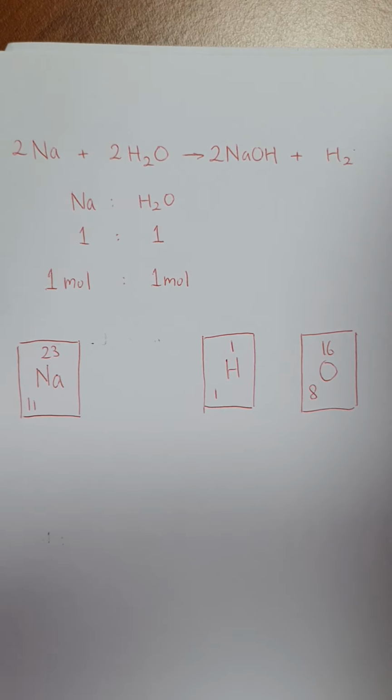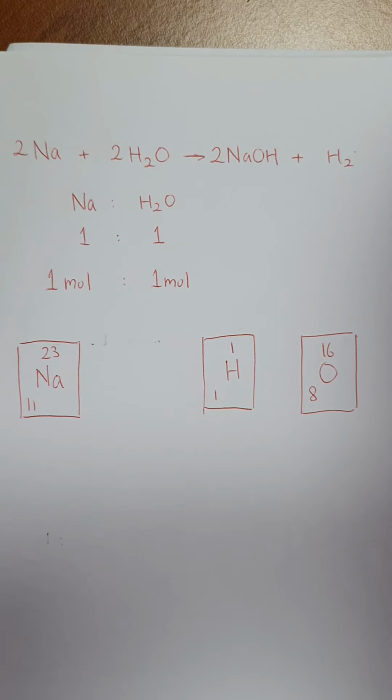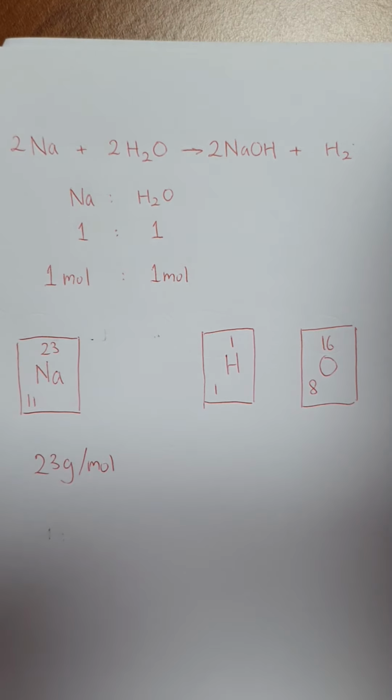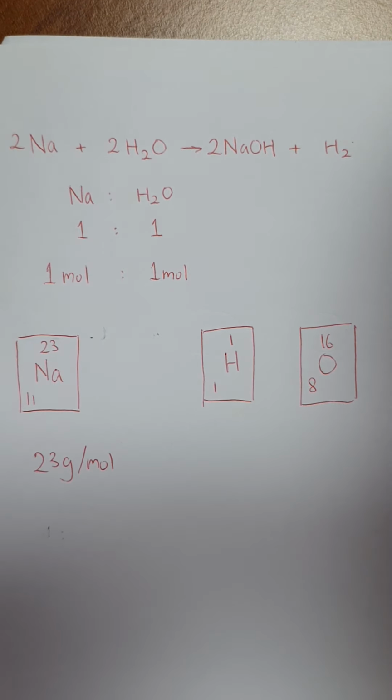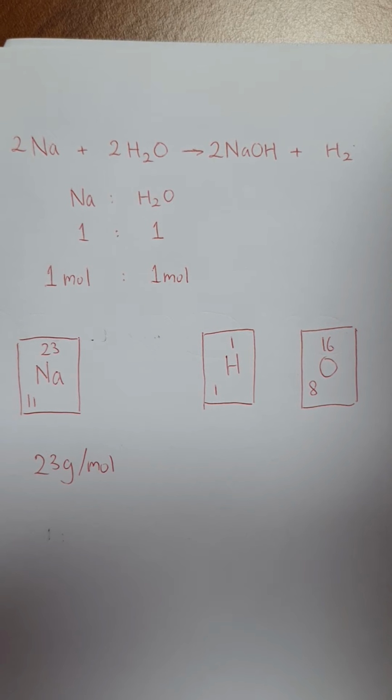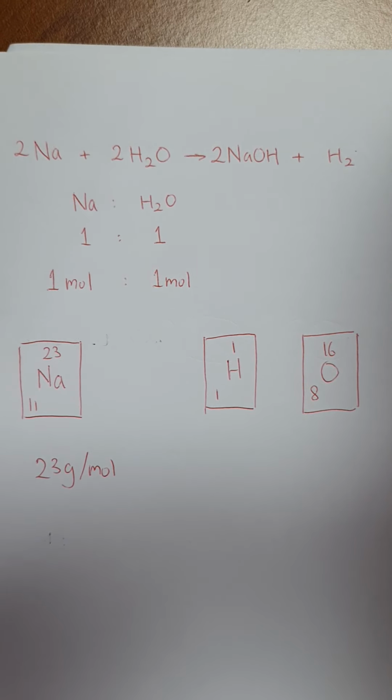And then if you look at the periodic table again, you will see that sodium has a mass number of 23. So if I have 1 mole of sodium, that would be 23 grams, right? Because the mass number of sodium is 23. So the molar mass of sodium will be 23 grams per mole. It's basically the same thing, okay? Mass number and molar mass will be the same thing, okay, for solids.